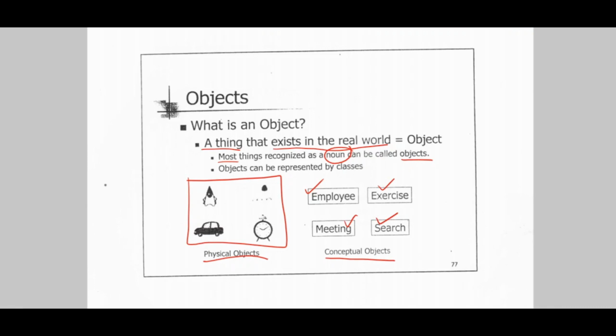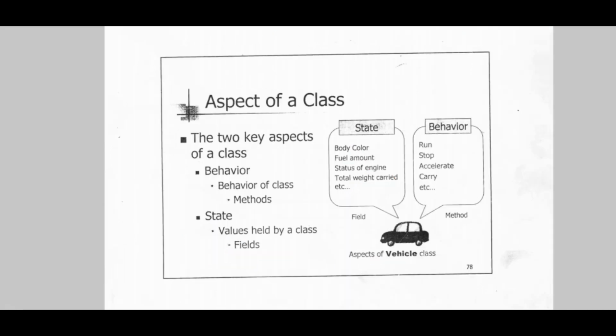Now, objects can be represented by classes, particularly Java classes. A class or a Java class has two key aspects. These two key aspects of a class are, first, behavior, and second, state. Behavior of a class is represented as methods, and the state of a class is represented by fields, and these are values held by a class.